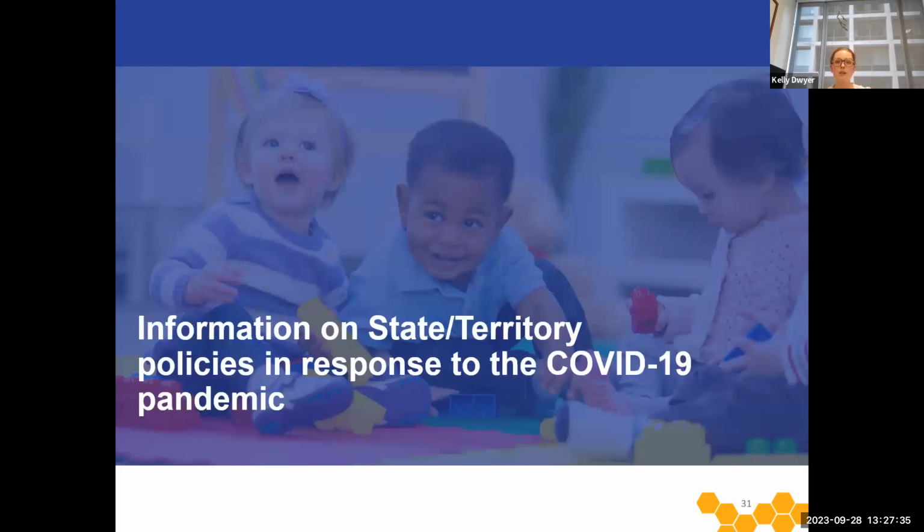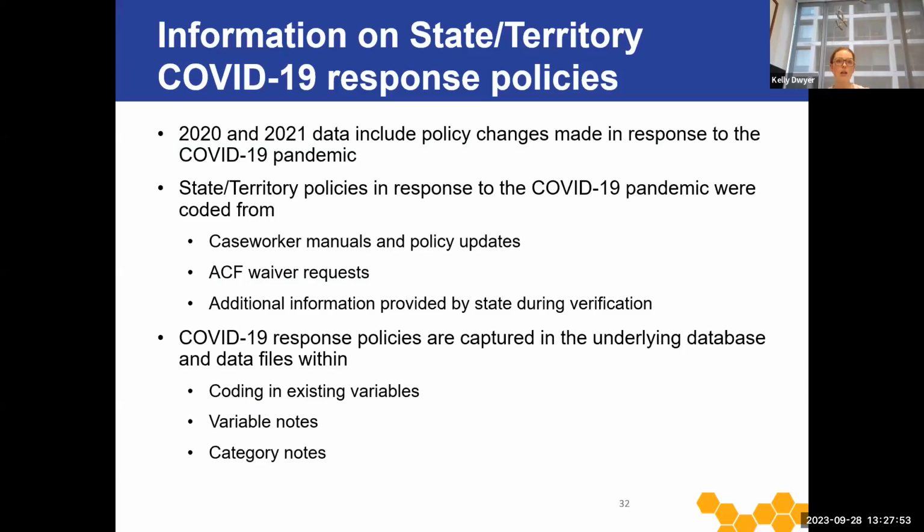Now that we've discussed the data files generally, we want to talk a little bit more about something unique in the 2021 data files available from CF Data and from our project website, which is information on state and territory policies in response to the COVID-19 pandemic. In 2020 and 2021, our team worked with our partners at state and territory CCDF agencies to verify information about policy changes made in response to the COVID-19 pandemic.